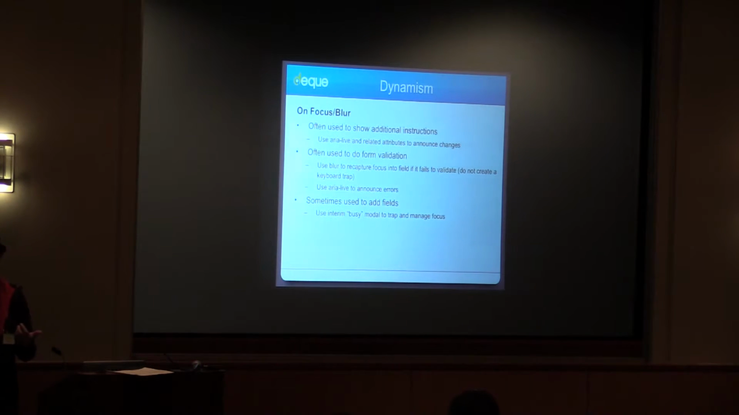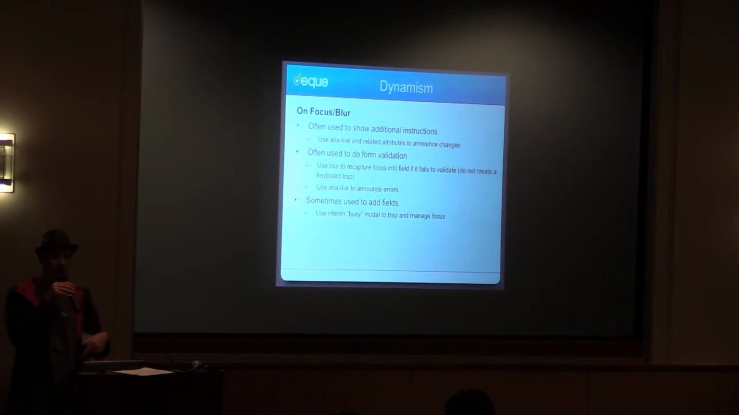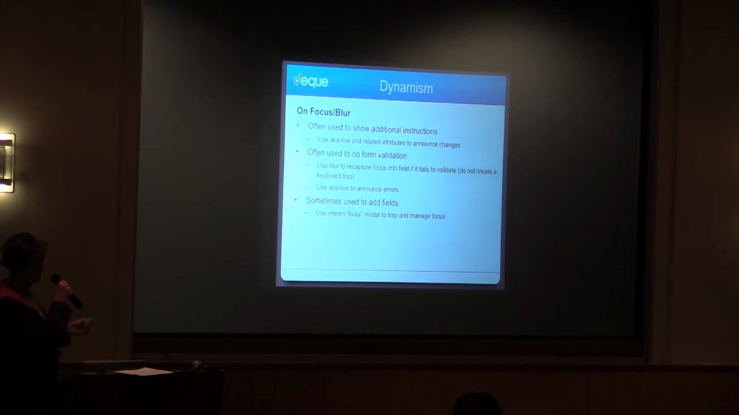The first combination of events is the focus and the blur event. And this is sometimes used to show additional instructions. So when you come into the field, now show something like a tooltip or some additional help text about what I'm supposed to do in that. And you can do that.